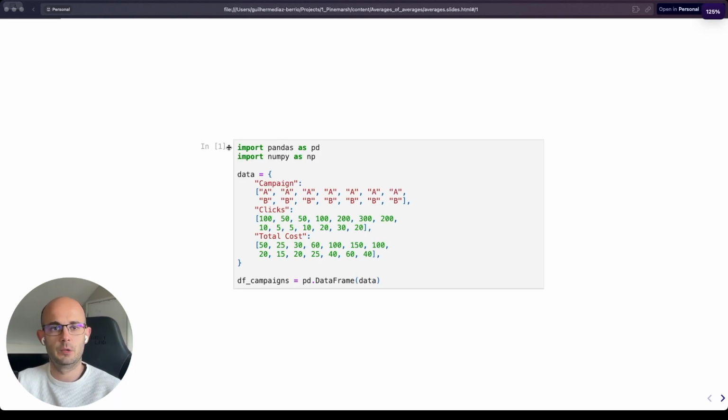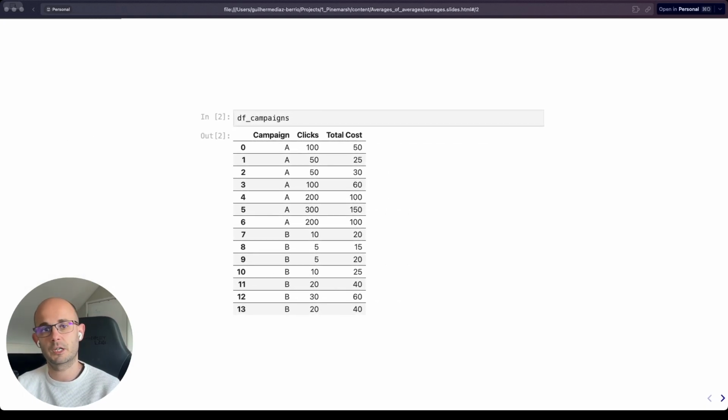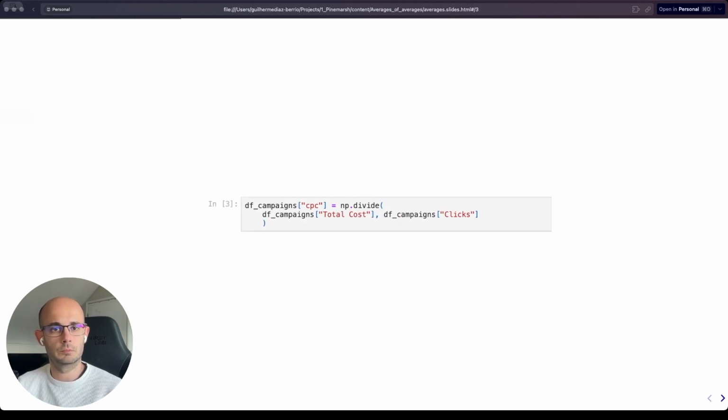We have campaign A, we have campaign B, we have some metrics like total cost and clicks. Very simple data, but also very common in marketing analytics. And let's say you're analyzing this data. So you create a data frame, and here we can see 14 rows, very simple, nothing complicated. So now you're thinking, let's calculate cost per click. So that's easy. You just divide the total cost column by the number of clicks.